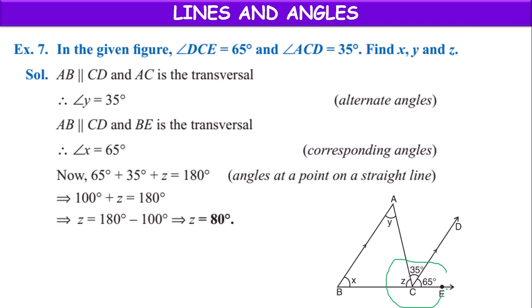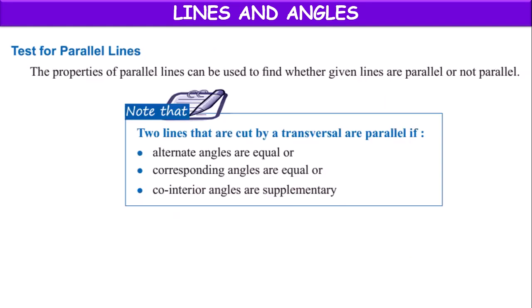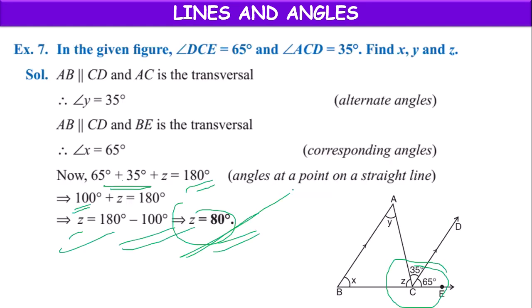Now according to the straight angle concept, Z plus 35 plus 65 equal to 180 degrees. 65 plus 35 equal to 100 degrees. So Z equal to 180 minus 100, which is equal to 80 degrees. We have got the Z value. In this way, we can find X, Y, Z angles.